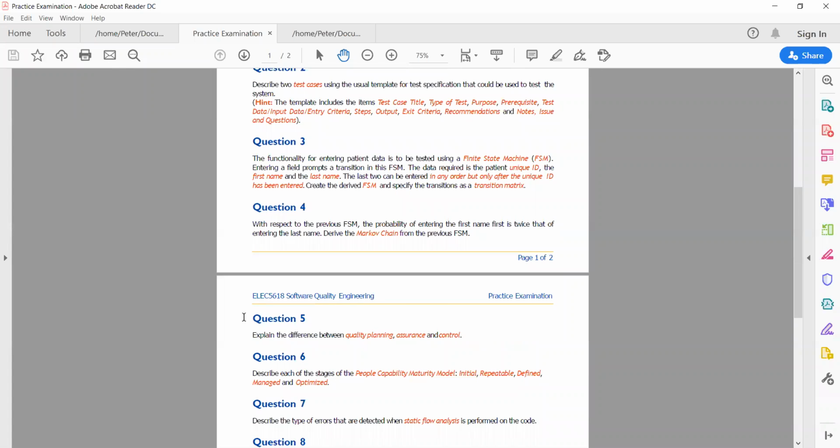With the previous FSM, the probability of entering the first name first is twice that of entering the last name. Derive the Markov chain from the previous FSM. In this case, this is very straightforward and very direct. You only need to understand what differentiates a Markov chain from an FSM. That is the only thing you need in this question, and also being able to insert that thing you need is very important. So I'll give you 3 minutes. If you can tell me what you need to insert to go from FSM to Markov chain, then we can go deep into the answer.